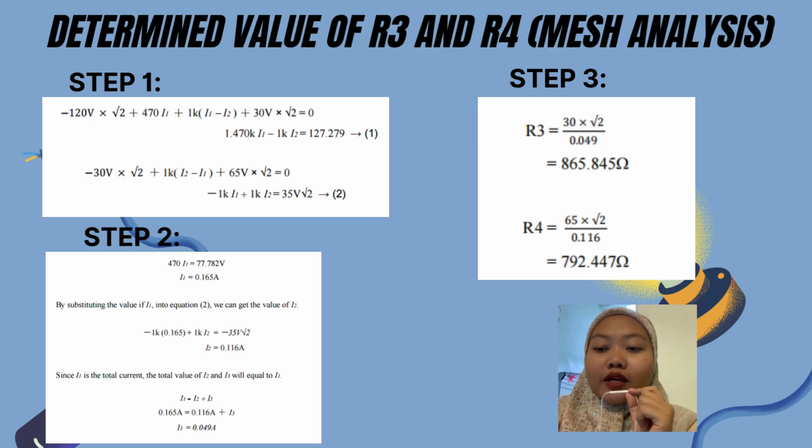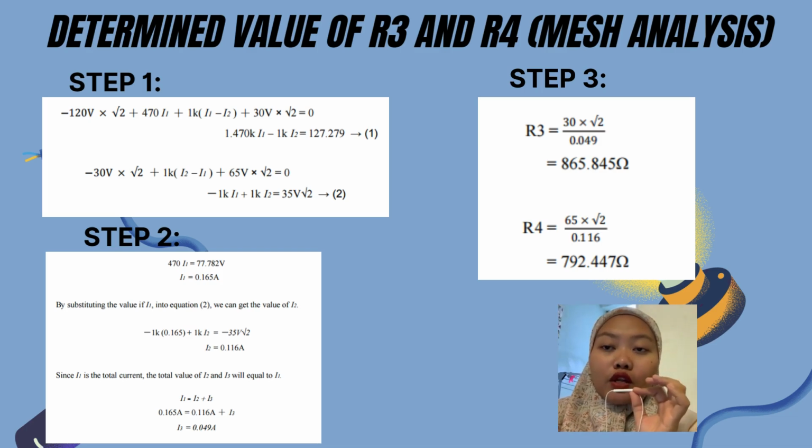For the next step, we need to find the value of I1 and I2. So we solve the simultaneous equations by adding equation 1 and equation 2. So we got I1 equal to 0.165 ampere, and I2 we got 0.116 ampere. Since I1 is the total current, the total value of I2 and I3 will equal I1. So we got I3 as 0.049 ampere.